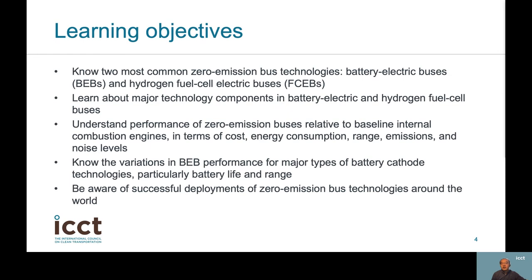Here are the key learning objectives of this module. Know the two most common zero-emission bus technologies, battery electric buses and hydrogen fuel cell electric buses. Learn about major technology components in battery electric and hydrogen fuel cell buses. Understand the performance of zero-emission buses relative to baseline internal combustion engines in terms of cost, energy consumption, range, emission, and noise levels. For battery electric buses, understand the variation in performance for major types of battery cathode technologies, particularly battery life and range. And finally, learn about successful deployments of zero-emission bus technologies around the world.